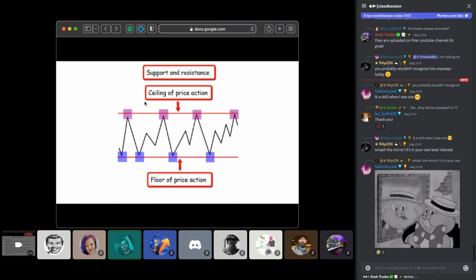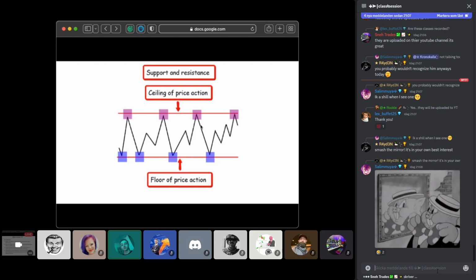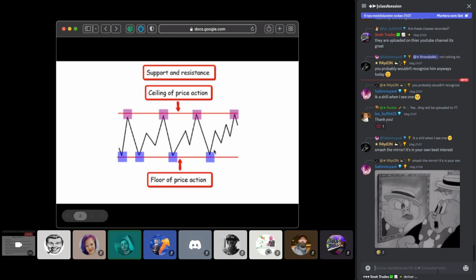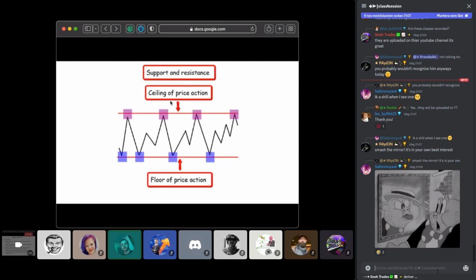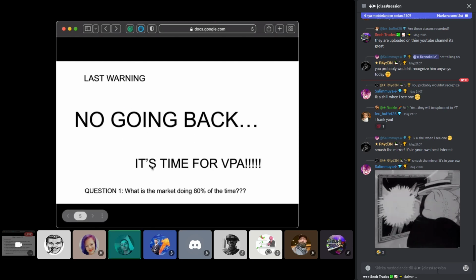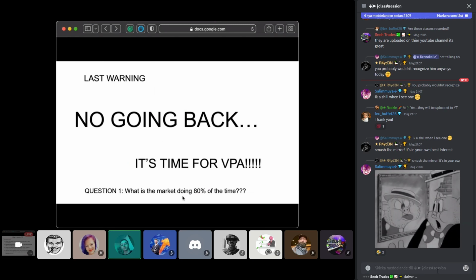Here's just the exact same picture of what I drew out before. This is kind of just more of a realistic chart you would see probably on the market every day. As you can see, the ceiling is the supply, and the bottom is the demand. Or you could say the ceiling and the floor. It's the same thing as support and resistance, by the way. So we have our first question. What is the market doing 80% of the time?